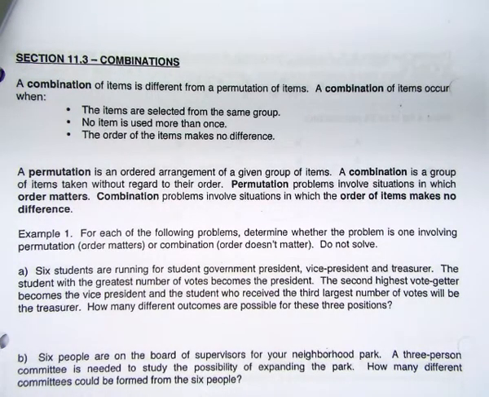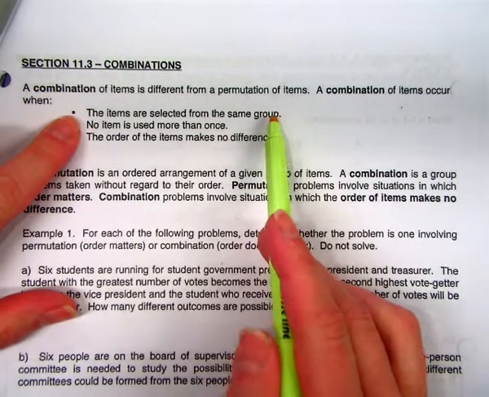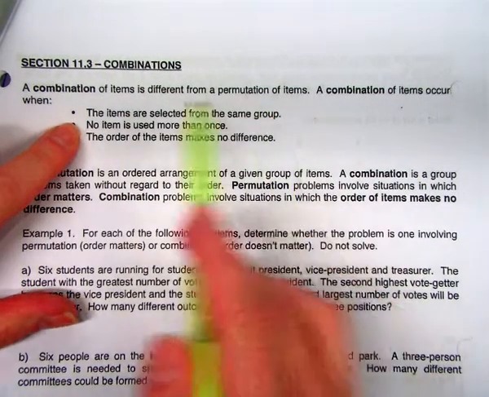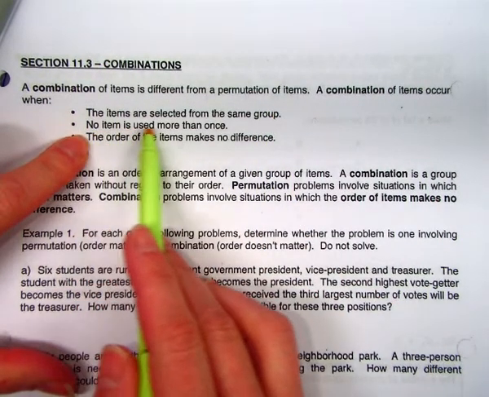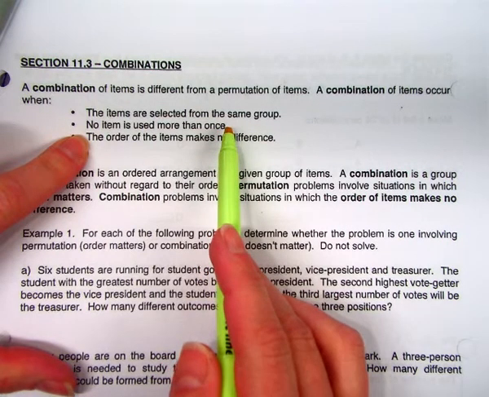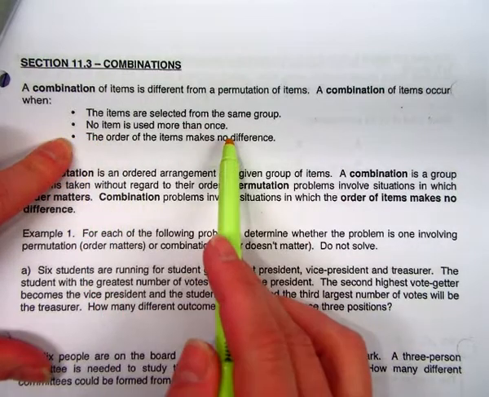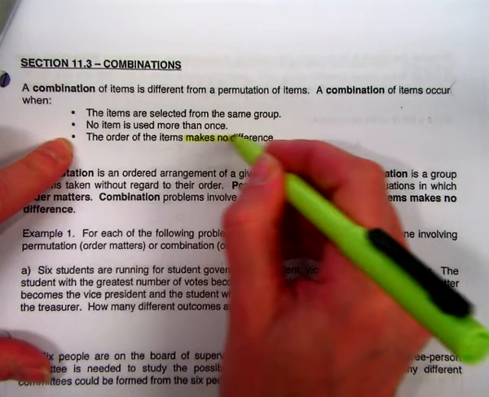A combination of items is different from permutations, okay? A combination of items occurs when the items are selected from the same group, kind of like before. No item is used more than once. So if you select a book, you can't select it again, kind of like that. The order of the items makes no difference.